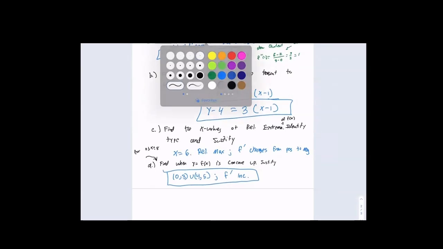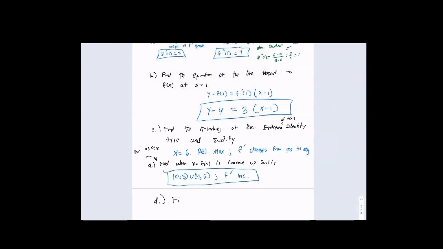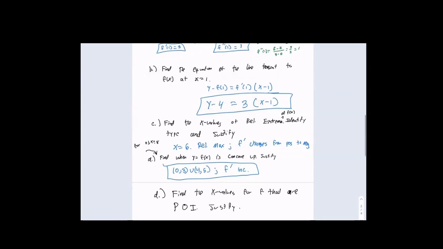Last question, I guess I have to do this on a separate page. Find the x values for f that are points of inflection. Justify. Well, you always have to go back to what a point of inflection is. A point of inflection occurs when the function changes concavity.